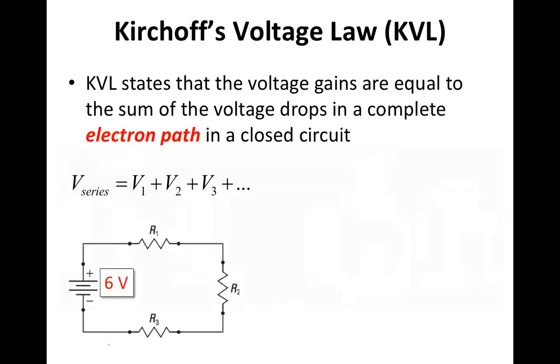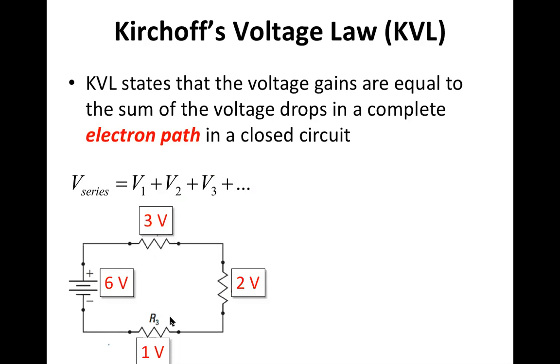Okay, so Kirchhoff's voltage law states that the voltage gains are equal to the sum of the voltage drops in a complete electron path in a closed circuit. So V1 plus V2 plus V3 equals V source. So maybe we have 3 volts plus 2 volts plus 1 volt equals 6 volts. And it's important to note that they might be identical resistances, which would make them the same voltage. So it could be 2, 2, and 2, but it doesn't have to be.